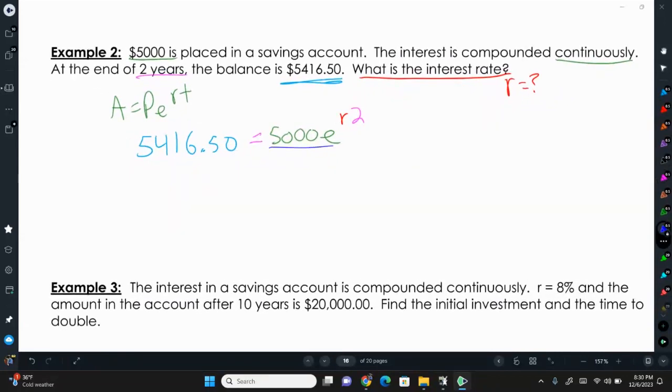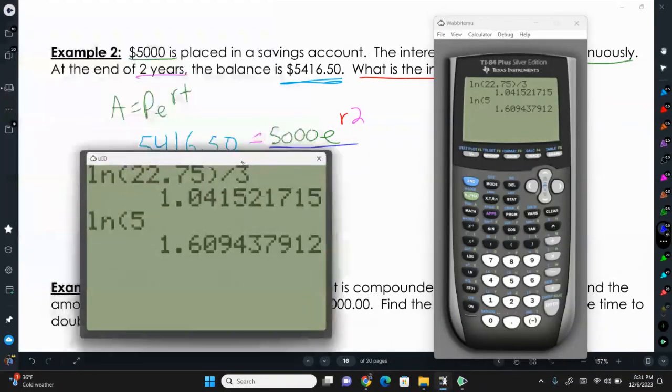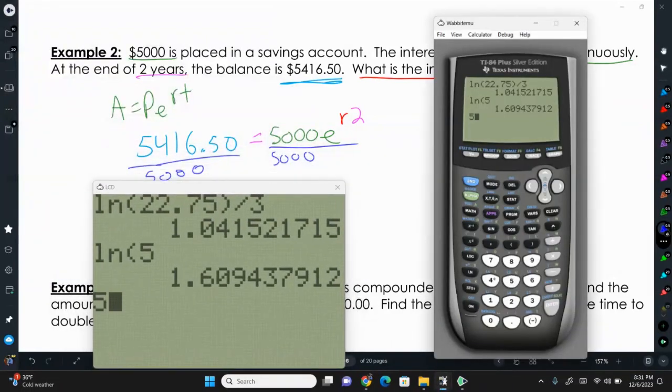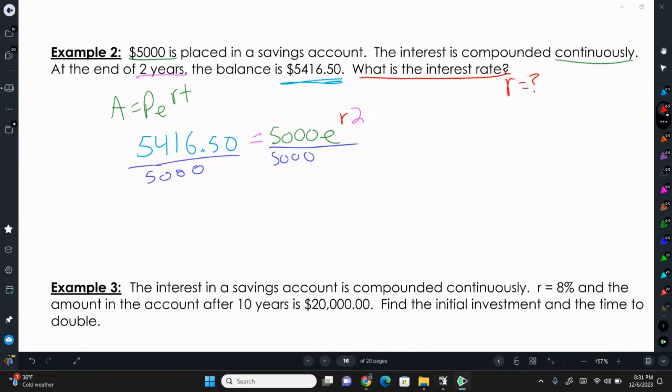First, we're going to solve this by dividing both sides by 5,000 to get the base by itself. So in our calculator, when we do this, we get 5,416.50 divided by 5,000, we get 1.083. So 1.083 equals e to the 2r power. I'm going to rewrite that just so it looks more like what we're used to.